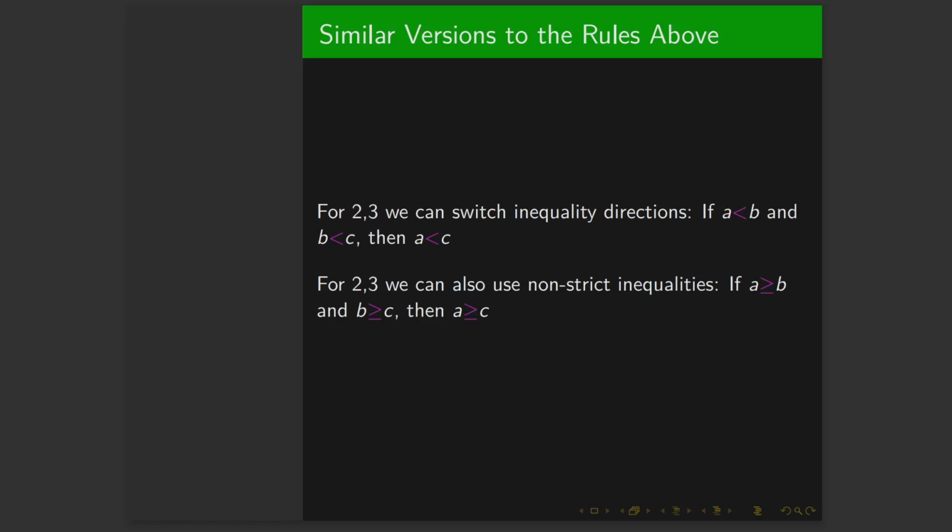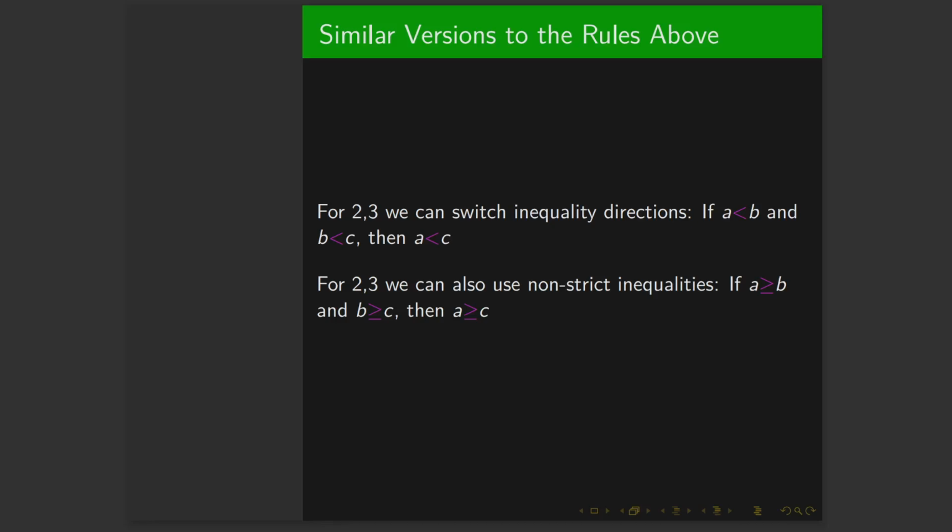That should make sense. And we can use non-strict inequalities. Before we were using strict inequalities, where a is definitely less than b. But we can also have a less than or equal to b. We don't know, it could be equal. So if a is greater than or equal to b and b is greater than or equal to c, then a is greater than or equal to c. Pretty much we're given rules to manipulate inequalities. So what can we do?